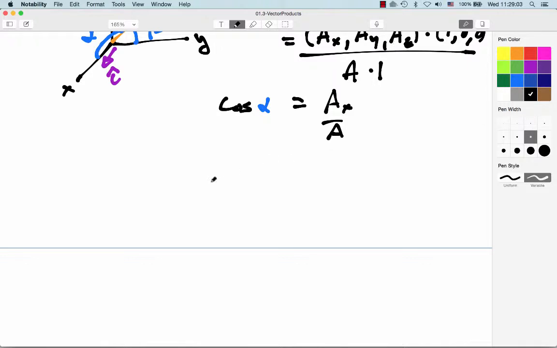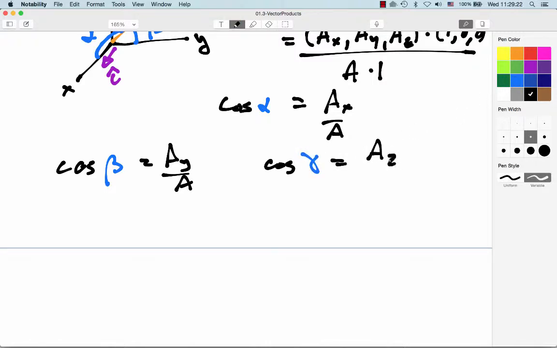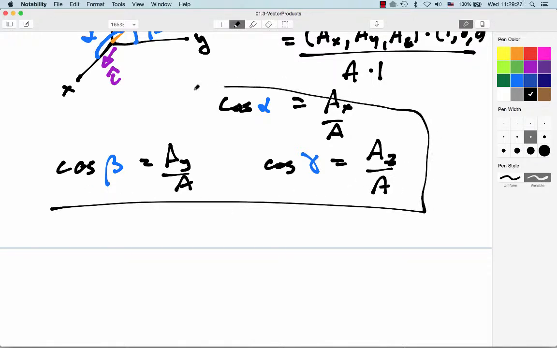By the same token, I can also say that the cosine of beta is equal to ay over A, and that the cosine of gamma is equal to az over A. Excellent.